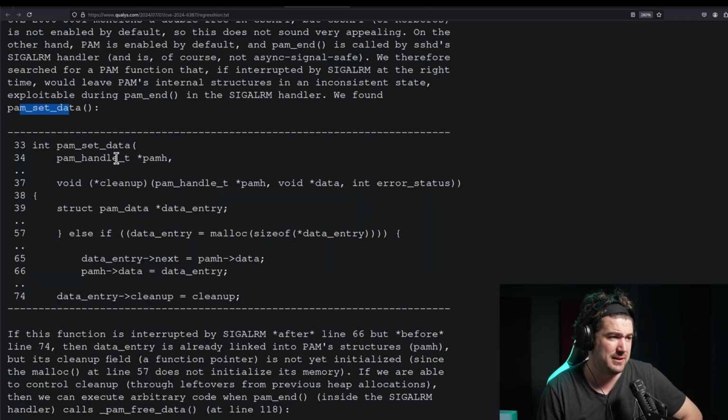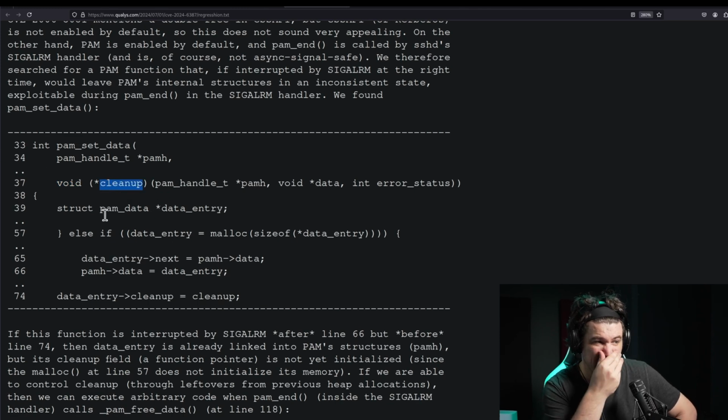PAM set data takes a handle to PAM. The panhandle for you Floridians out there. A void cleanup. Okay, so some function to do a cleanup.